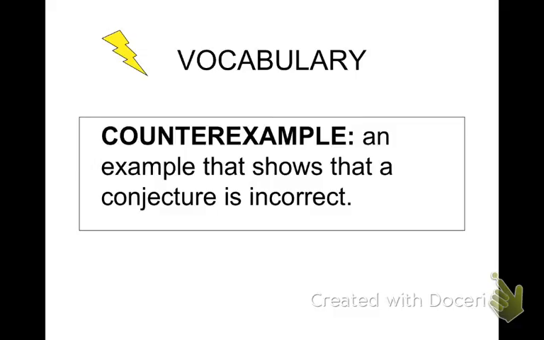And you only need one counterexample to disprove a conjecture. You don't need to find multiple counterexamples. If you can find just one counterexample that makes something false, then you have a counterexample to say it's false.